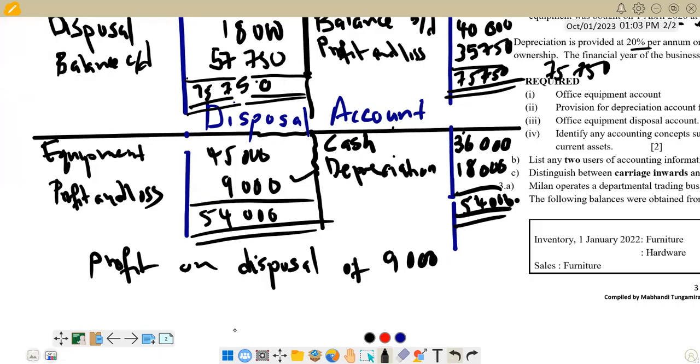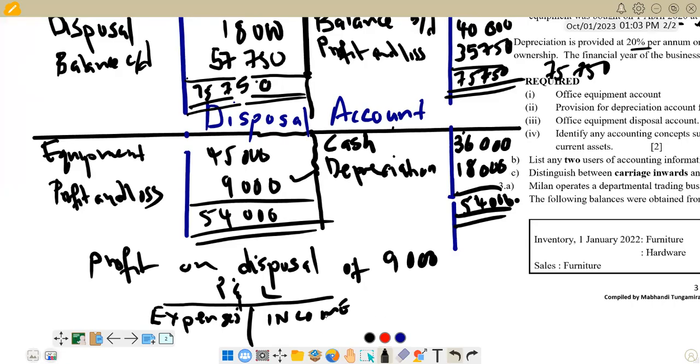But when the credit side is the smaller figure, it means we're going to put the difference on the credit side of the disposal account and debit the profit and loss account. When we debit the profit and loss account, it's now a loss on disposal. So we have to take note that in the profit and loss account, all incomes are on the credit and all expenses are on the debit. So whenever we credit it, it means it's income. So in this scenario, we are going to credit it, it's income, it's profit on disposal.